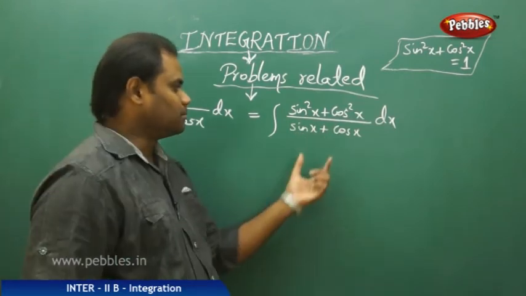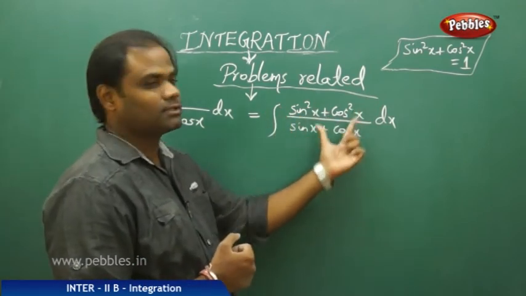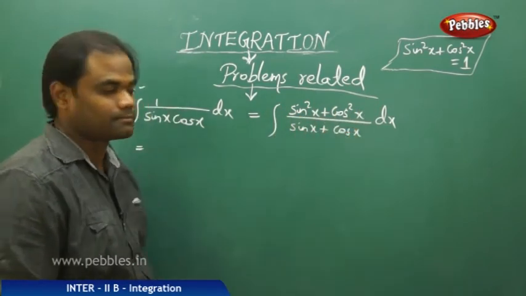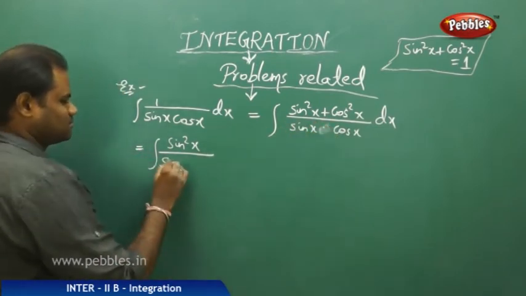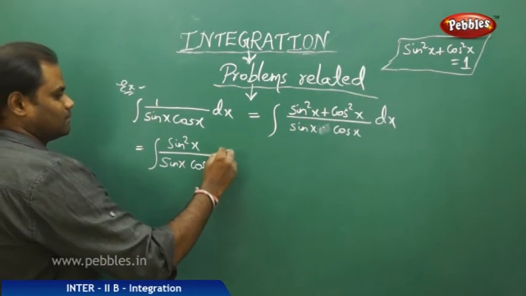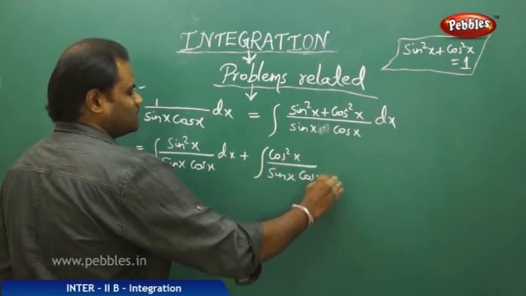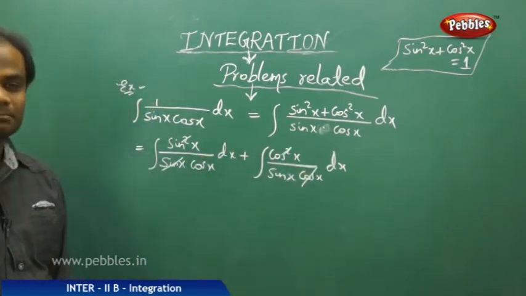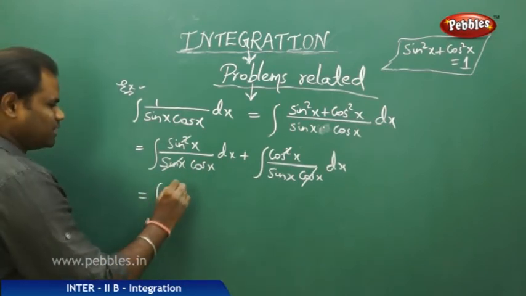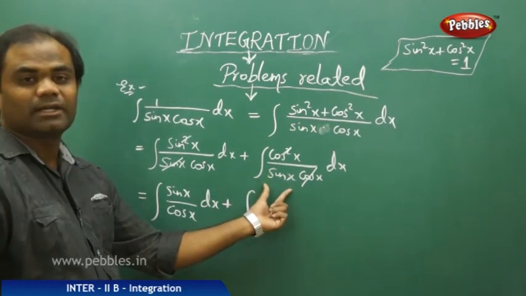Now let's see what further can be done with this to reduce that function into the standard form. Here I clearly see that I can split each of the terms, with sin square by this plus cos square by this, and hence I get this as integral sin square by sin x cos x dx plus cos square by sin x cos x dx. Now, on further simplification, I can cancel one of the sin x here and one of the cos x out here. Therefore this simplifies next to integral sin by cos plus integral cos by sin.